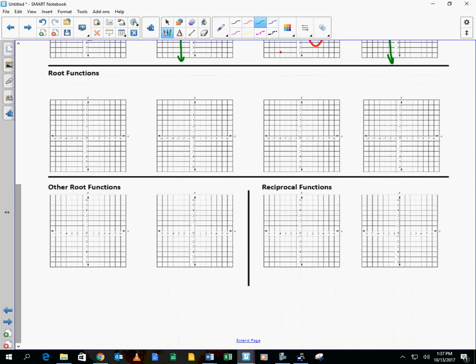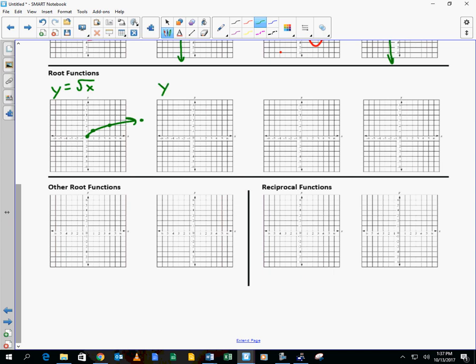Yep. Root functions. Y is equal to the square root of x. Can't take the square root of a negative. And therefore, when you look at its graph, it just heads off like that. There are no negative values. Well, if you pick some points, like the square root of 1 is 1, and the square root of 4 is 2, and the square root of 9 is 3, so it gently kind of curves off.